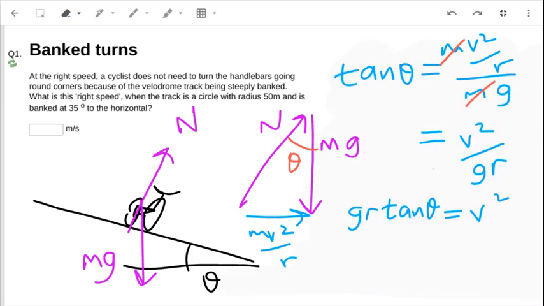Right, so putting the numbers in there, I do 9.81 times the radius, which is 50, times the tan of 35. Take the square root, and that gives me v equals 18.5 meters per second.